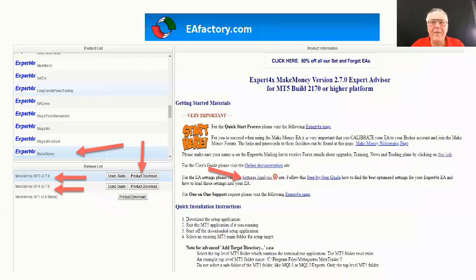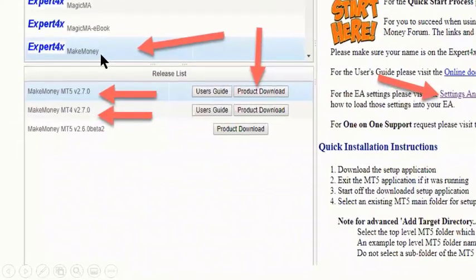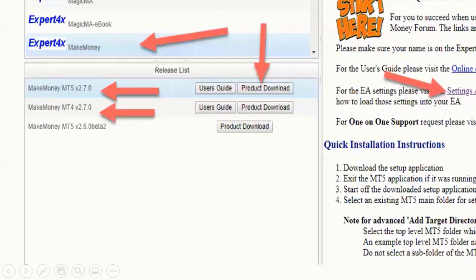This is the EA Factory website, and I'm particularly interested in the Make Money EA. There you can see there are hundreds of EAs that you can buy or look at, and I've got most, probably a few more than you have. But the Make Money is there. You can now download it in MT5 format and MT4 format.